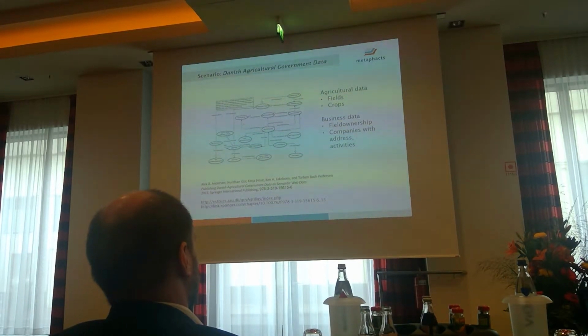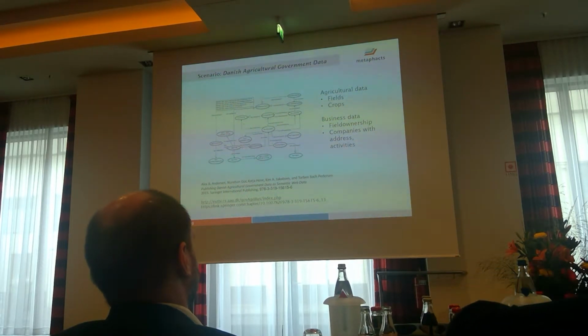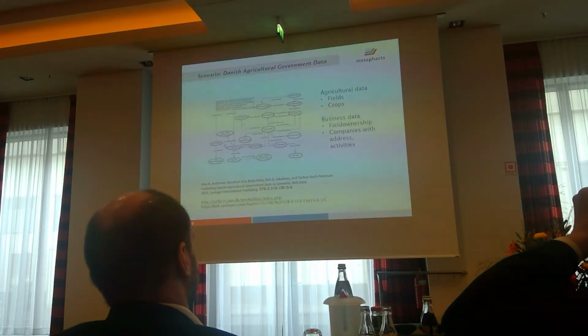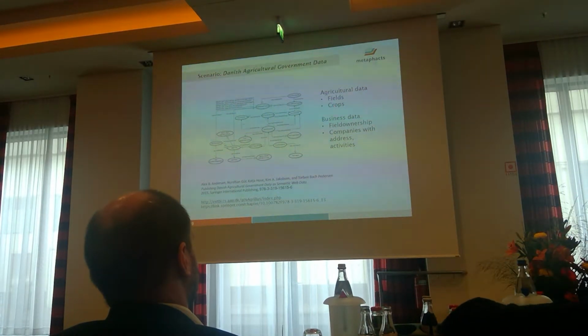And with Graphscope, you can do this in a very simple way, and I would like to show you this here in an agricultural scenario. This is a scenario from the Danish agricultural government data that has been published by the University of Aalborg recently. In this data set, we have agricultural data in the sense that we have fields, and on those fields grows crop, or these fields produce crop. On the other hand, there's business data that says which company or entity owns the field, and information about those companies, like typical company registry information, such as address, etc.